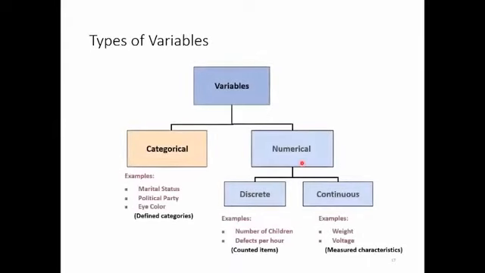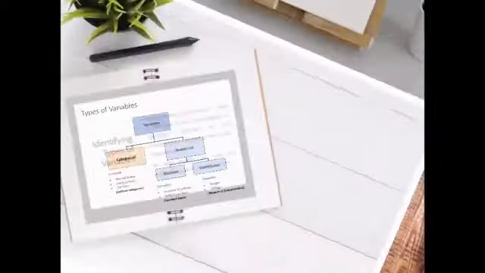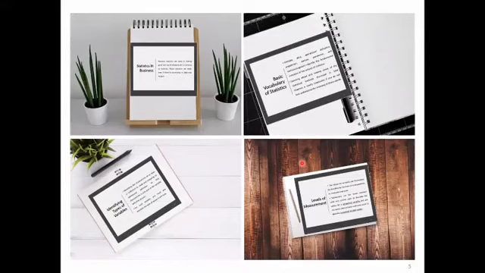So this is a small illustration of the two types of variables. You have categorical and numerical. Categorical examples are marital status, political party, eye color. So all qualitative. Numerical variables have two types, discrete or continuous. Discrete could be number of children. You count, so there can't be 1.5 children. There's either 1, 2, 3, likewise. Or defects per hour. Then you have continuous variables, for example weight, voltage, time. Those are all continuous numerical variables. So those are types of variables.